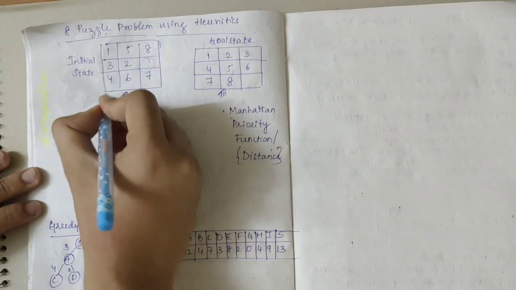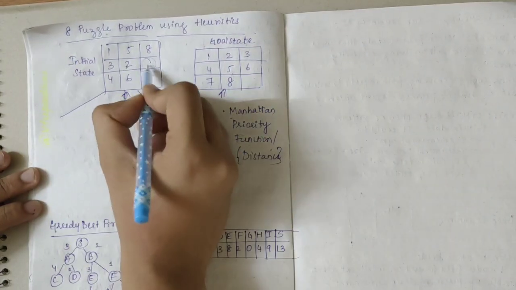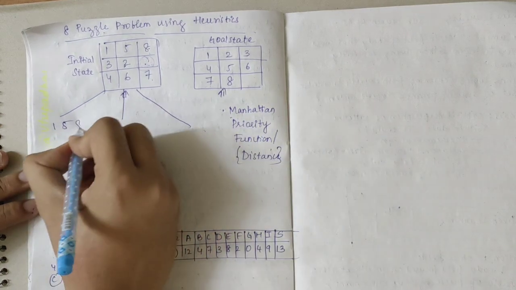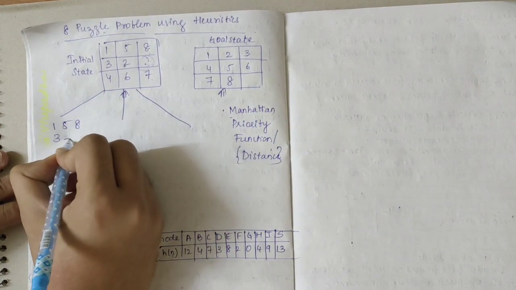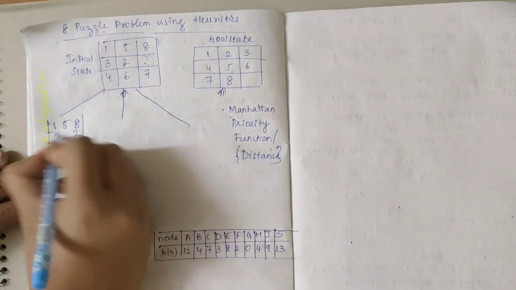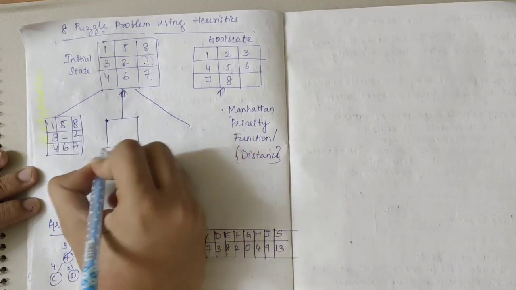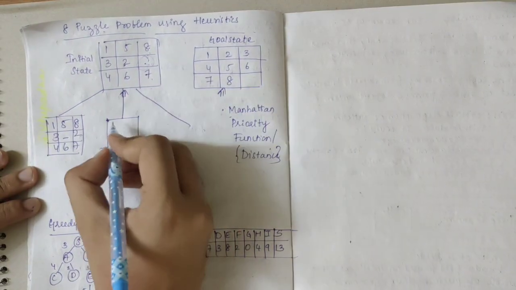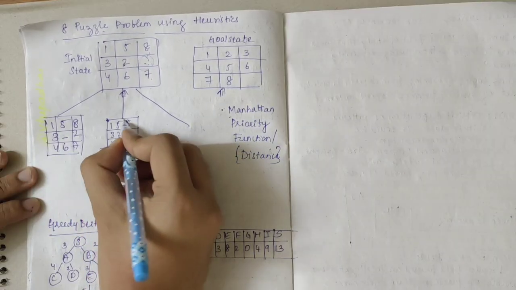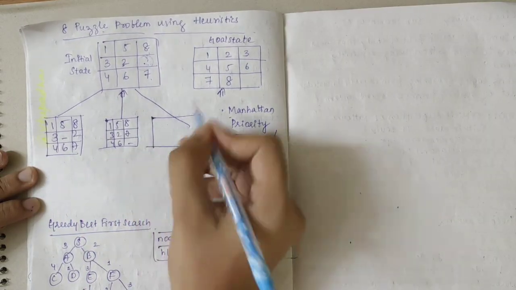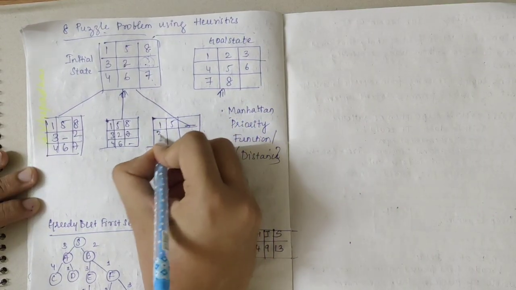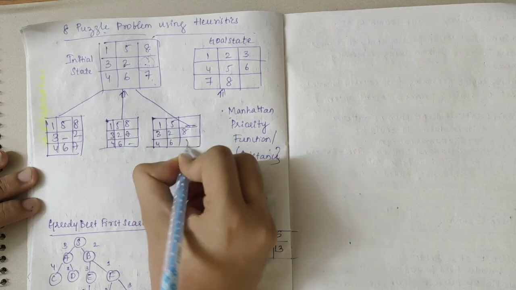From the initial state, there are 3 possibilities. Either 2 can move here, 8 can move here, or 7 can move here. I'll write it accordingly. So 158, if 2 moves here, firstly I'll write 3, space, 2 and then 4, 6 and 7. Now I'll consider that 7 has moved up. So I'll write 158, 327 and 4, 6 and blank here. Next I'll consider that 8 has moved down. So I'll write 1, 5, space and then here I have 3, 2, 8 and 4, 6, 7.